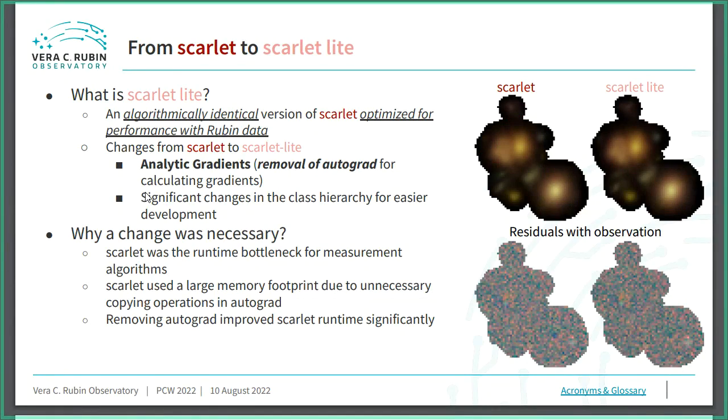Okay, so just to help highlight that, this is the Scarlet model for the blend that we just saw. This is the Scarlet Light model. This is the Scarlet residual. This is the Scarlet Light residual. Right? They're basically the same up to numerical precision. The only difference is essentially in Scarlet Light, we're calculating the gradients analytically. We're not using another package to do automatic differentiation. And so that saves us a lot in terms of runtime and memory use.